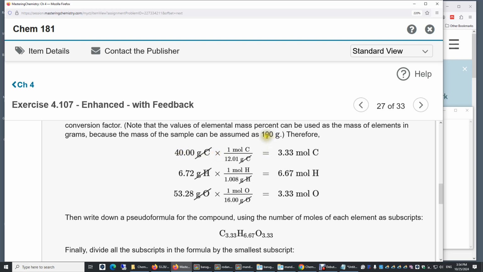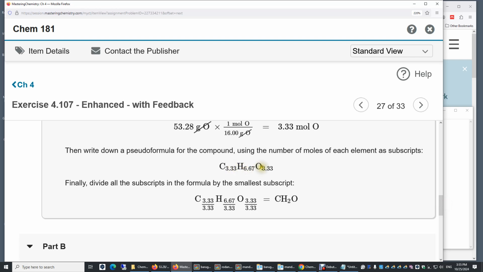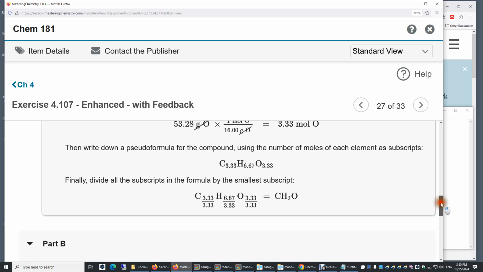Alright, I think they also assume 100 grams of sample because it's just convenient. And then we have 40 grams of carbon, 6.72 grams of hydrogen, and 53.28 grams of oxygen. They got these three fractional numbers, and all three numbers are divided by the smallest subscript. They get a 1-to-1 ratio as well.